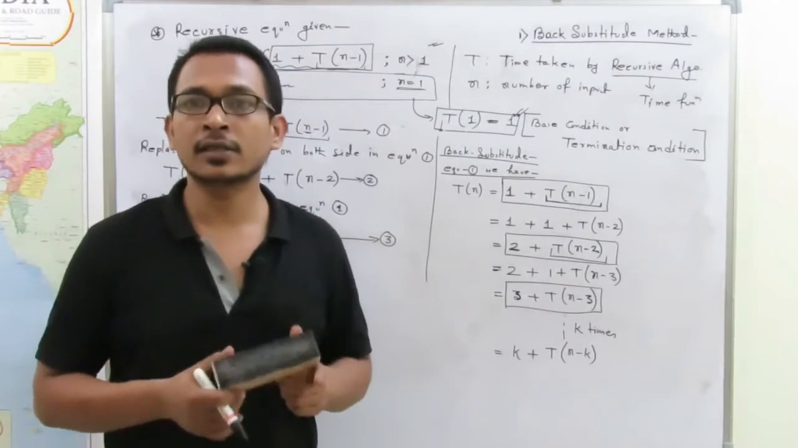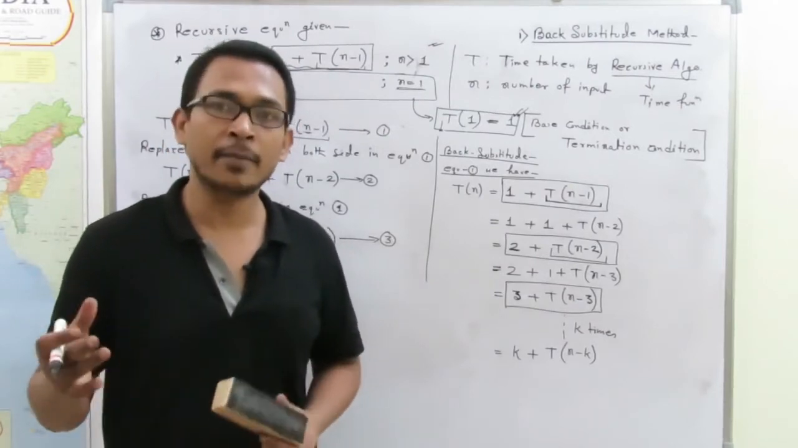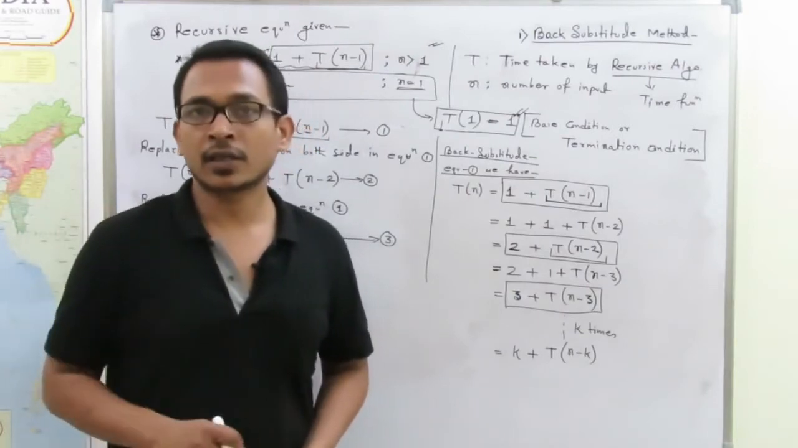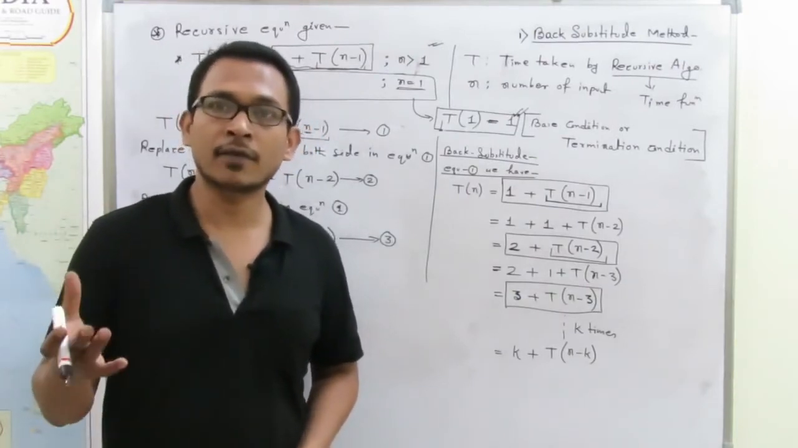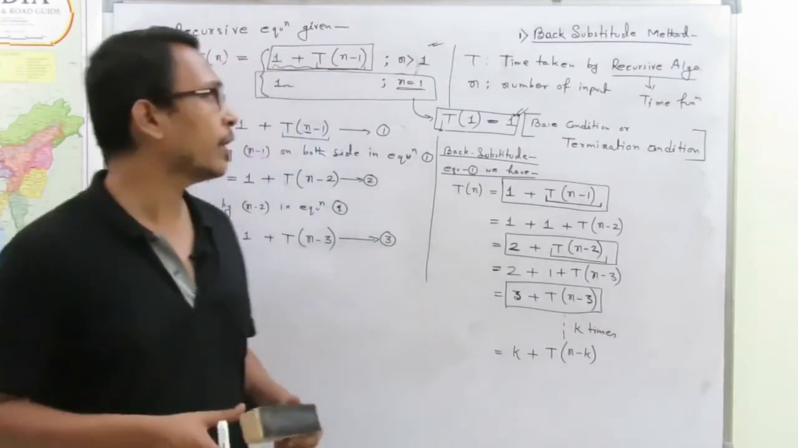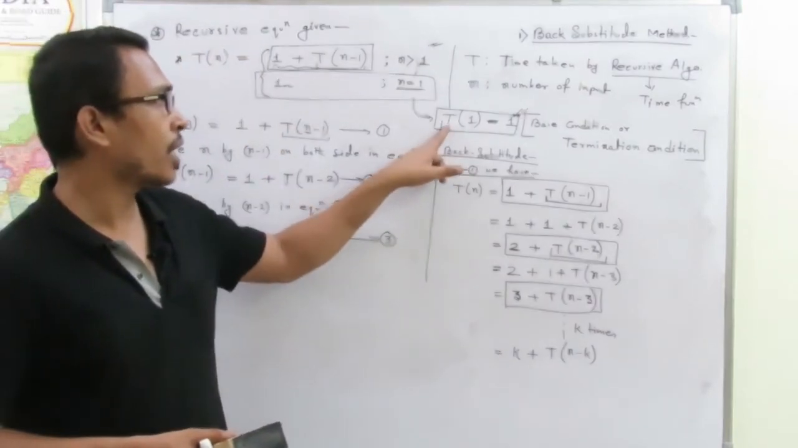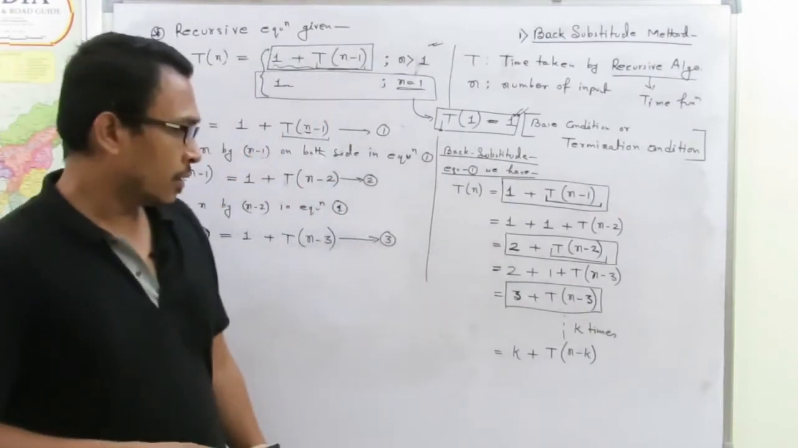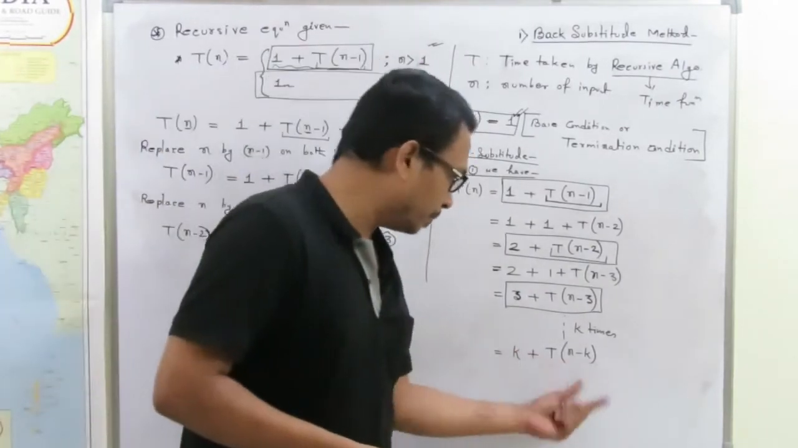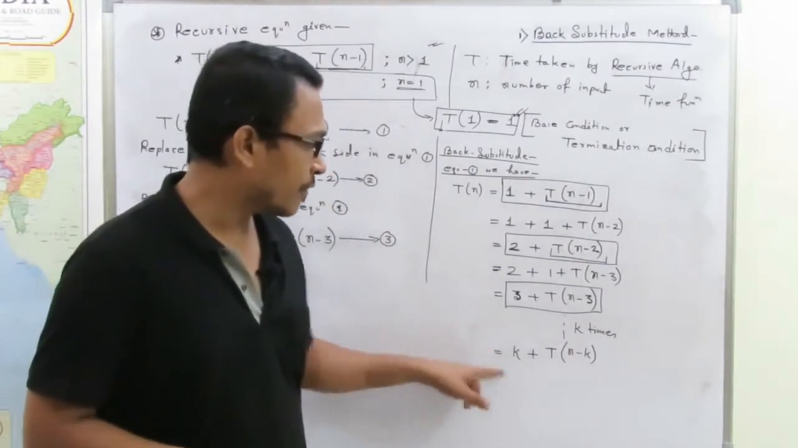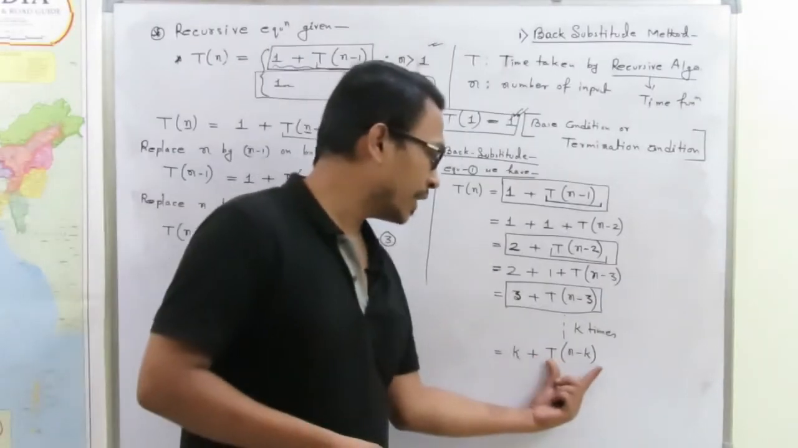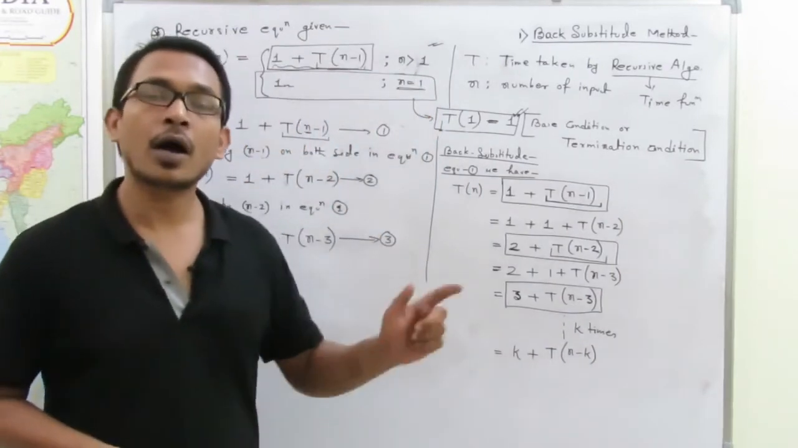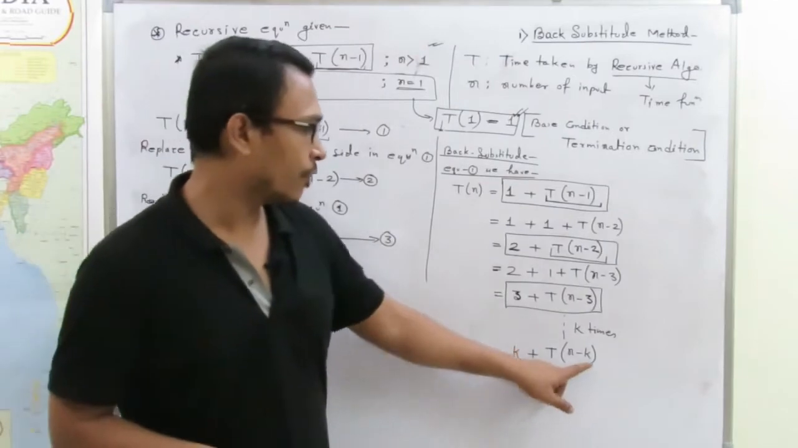Why? Because this is a recursive function, and each time you will get again the same function, until you reach this t of 1. That means to remove this t from this definition, we need to reach t of 1. Now how can we reach t of 1?